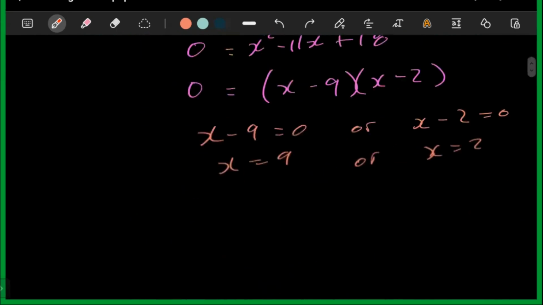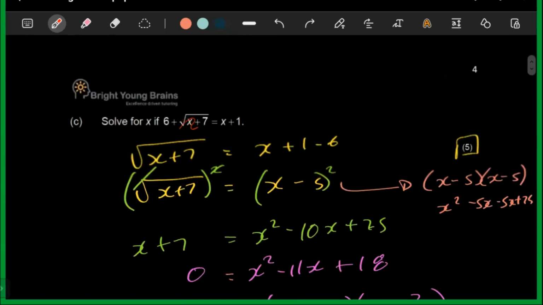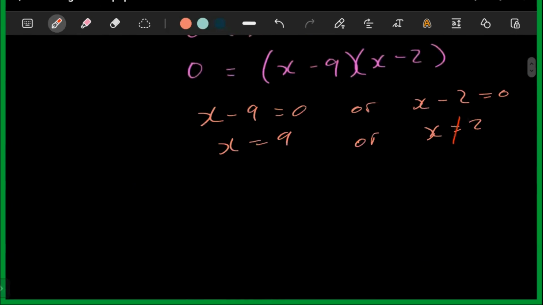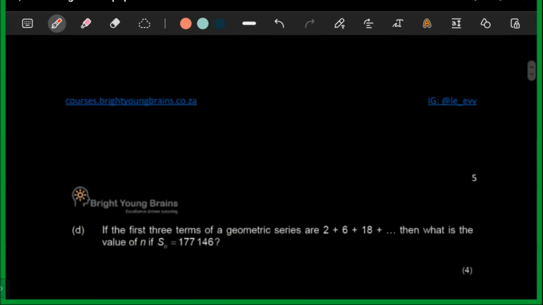So 9 balances out. The 2, you have 2 plus 7, which is 9. Square root of 9 is a 3. 3 plus 6 is a 9. If you put a 2 here, it's going to be 2 plus 1, which is a 3. The 3 does not balance the other left side here. So the 2 does not work. So you have to disregard it. You always have to check your answers, especially when you're working with square root symbols.